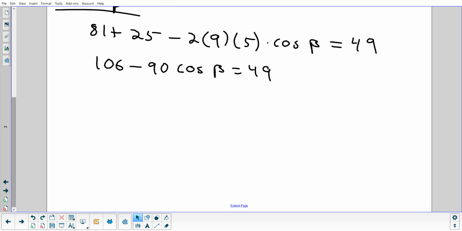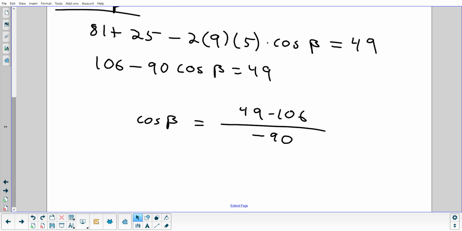Yep. Subtract the 106. Can you tell me what I would do after that? You would divide by -90. Yep, so I'm not even going to do 49 minus 106. I'll just leave it. But then I'm going to divide by the -90. And that would equal cosine beta.